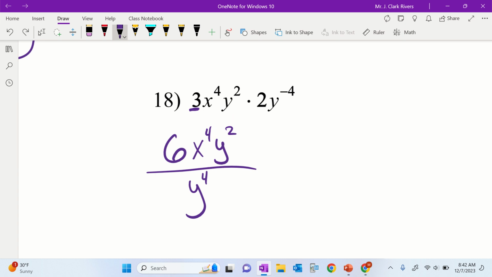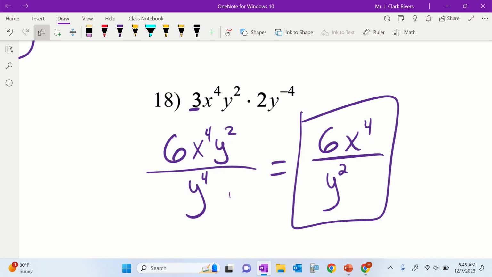Think about what we do when we divide with the same exponential base. 6x to the 4th doesn't move. We've got the larger exponent in the denominator, so that's y. 4 minus 2 is 2. So 6x to the 4th over y squared.